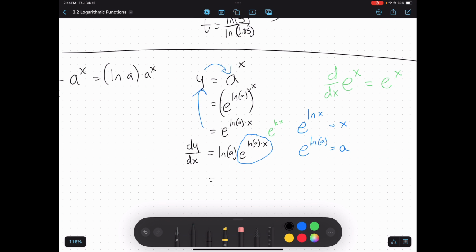And so I get natural log of a times a to the x. And that's where that derivative comes from. It's using some of these logarithm properties with the natural log.